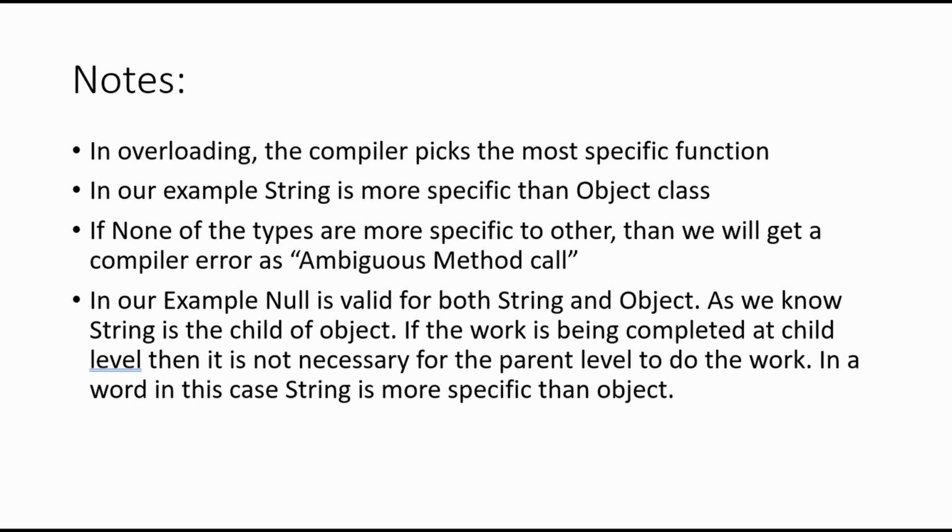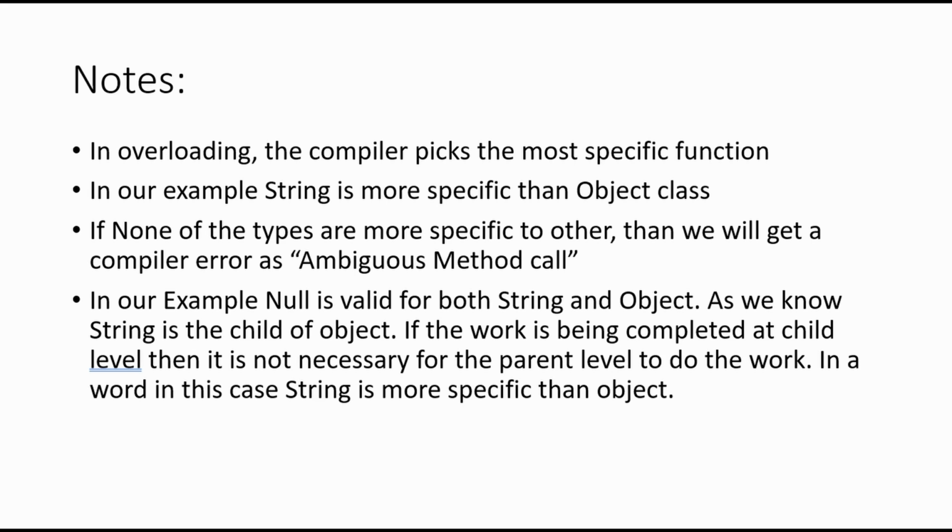So let's go and check. Let's first take some notes to discuss why this happened. The first one is that in overloading, the compiler picks the most specific method. In our example, String is more specific than the Object class. If, for example, we have types that are not more specific than each other, then we will get a compiler ambiguous method call error, as in the case of Integer, when we added the second example.